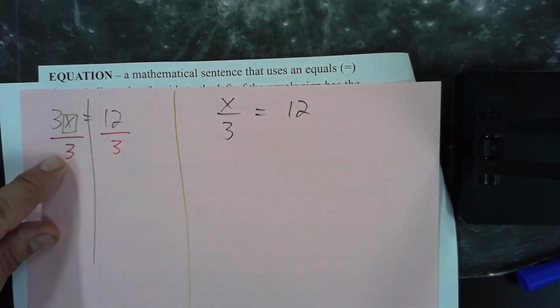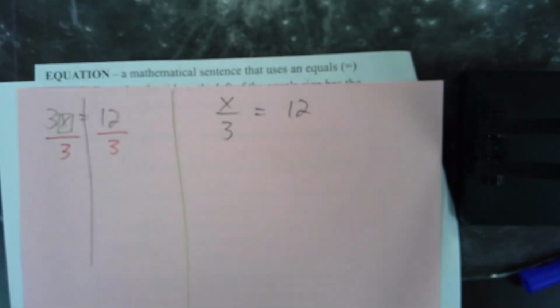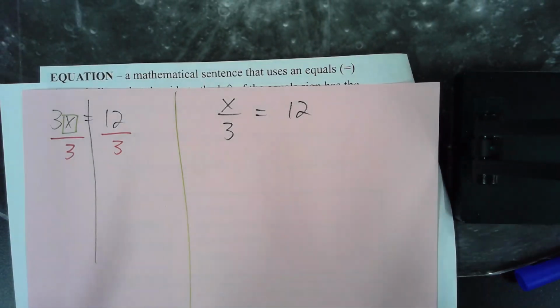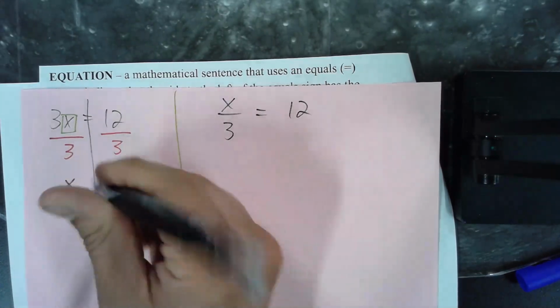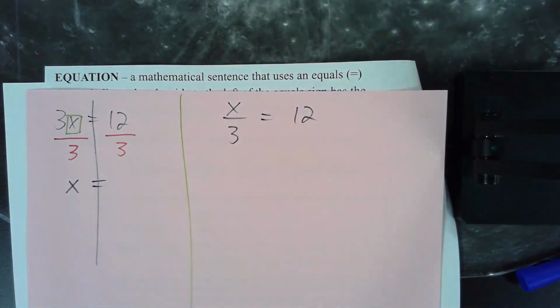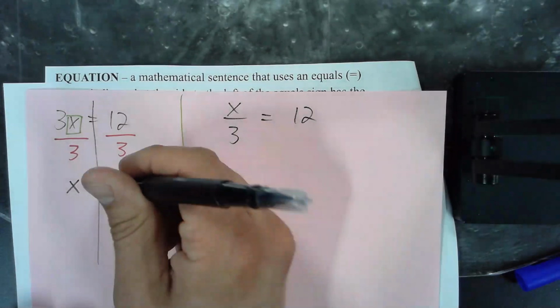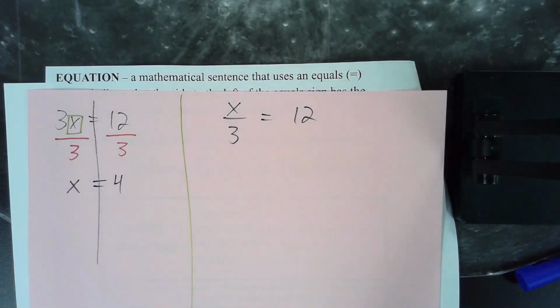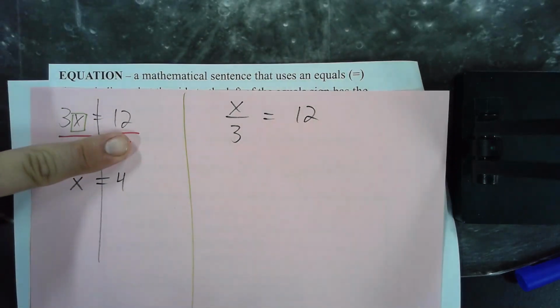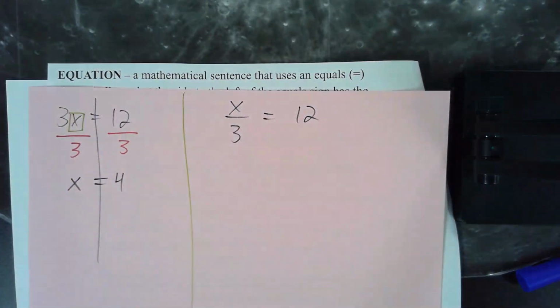What is 3 divided by 3? 1. So I'm left with 1 times x. But 1 times x, we already know that can just be expressed as x. So I'm just going to write x. And what's 12 divided by 3? 4. So x equals 4. And if I'm not sure about that, I can go back to the original equation. 3 times 4, well, that's 12. So yeah, that works.